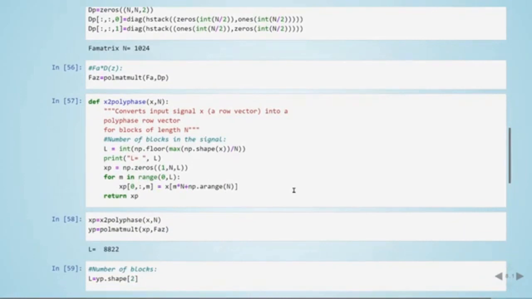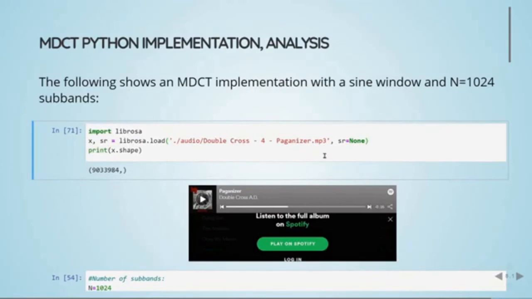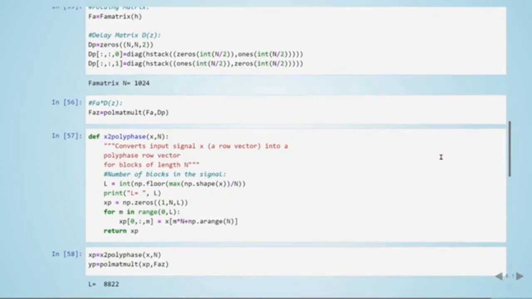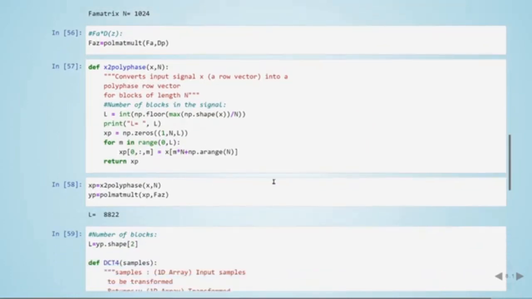Now we are converting the input signal x, which is the audio samples from the Paganizer song from Double Cross, into a polyphase row vector for blocks of length N. And we see that we will have 8,822 blocks. Then we are multiplying this polyphase vector by this Fa(z) polyphase matrix, and we have this y of p.